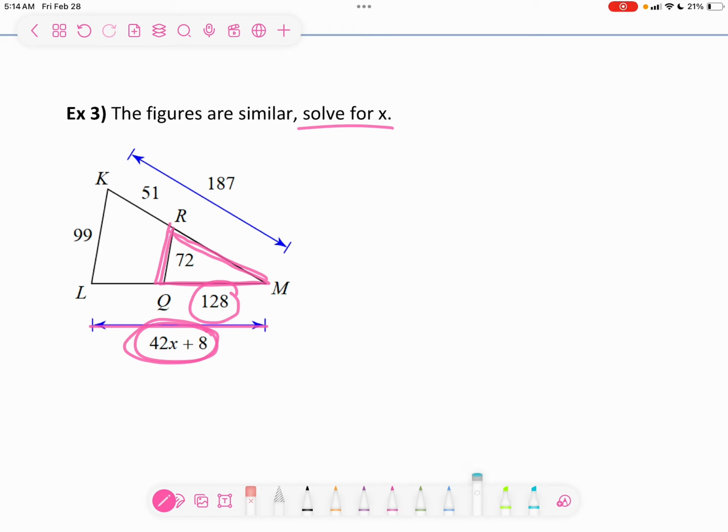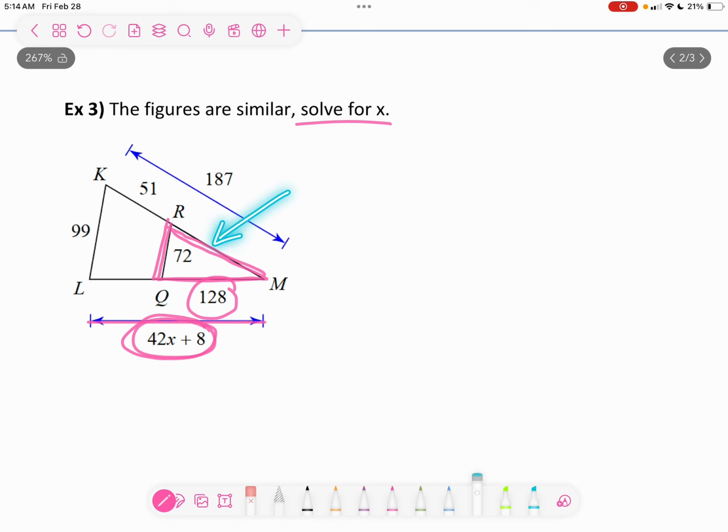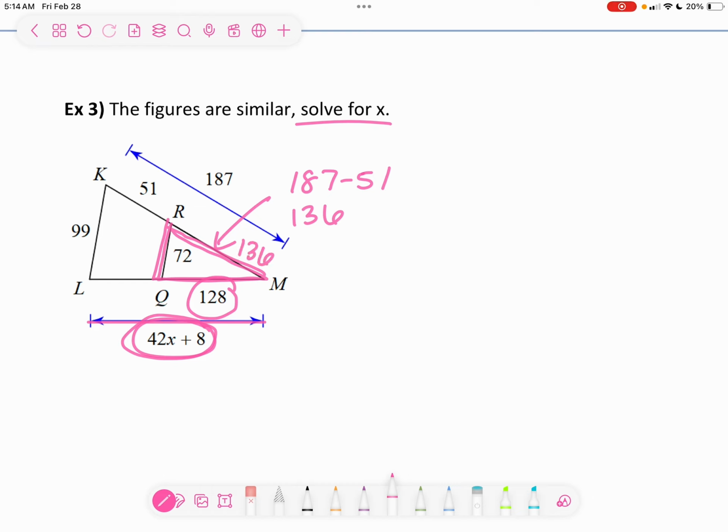For example, I don't see RM, which is what would correspond to 187. I don't see it. So you can either ignore that side altogether and not use it at all, or if you really want to use it, you need to find RM first by taking the length from K to M, which is 187, and subtracting this KR length here, which is 51. So if you want to do that, you can find this by doing 187 minus 51, and then after you subtract that, you'll get 136, and that's the value of RM, and you can use that if you want. So you can use the 136 and the 187.